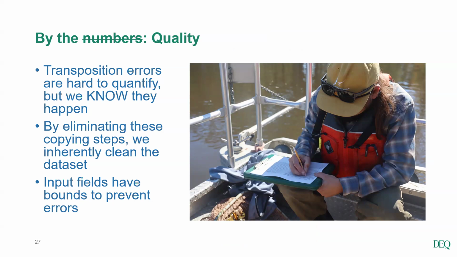So quantifying the data quality improvements is really a tricky, challenging task because we don't have meaningful ways to tease out historical transposition errors from our database. Anecdotally, we can say that we know that transposition errors were occurring, and by eliminating the need to transpose information twice, we're effectively removing opportunities for these errors to sneak into our database.